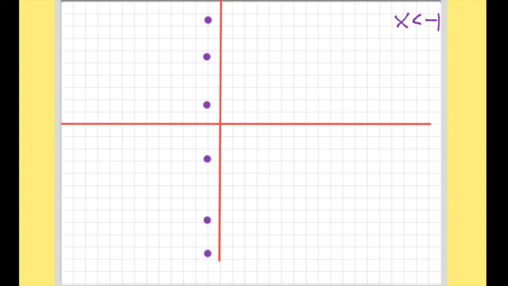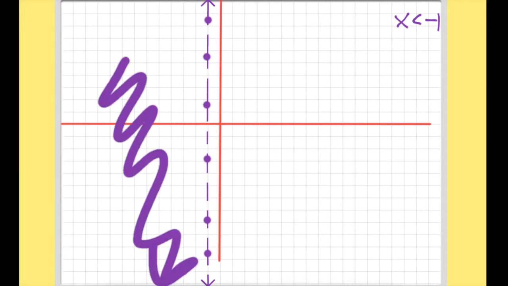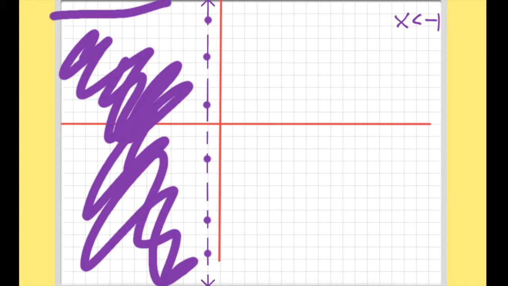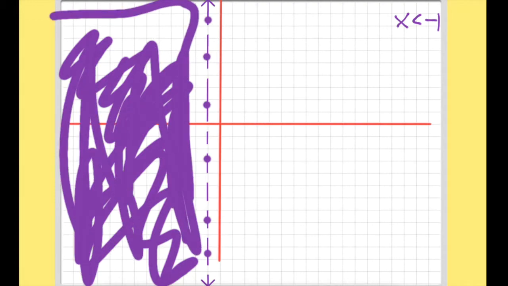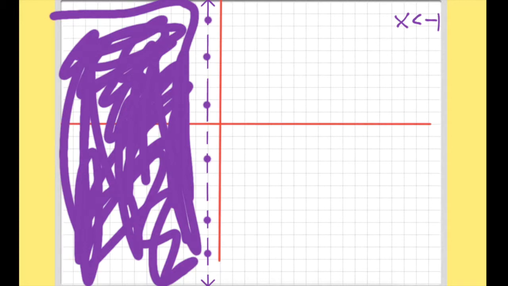Now, since it's less than and not less than or equal to, what do we have to change about our line? That's right, it needs to be dotted so that we know we're not including points on that line, because points on this line have an x value equal to -1, and we want points with an x value less than -1. Now, where are the points that have an x value less than -1? They're over here. All of these points have x values less than -1. So this is our solution area over here. So that's how we graph inequalities with one variable in a two-variable situation.